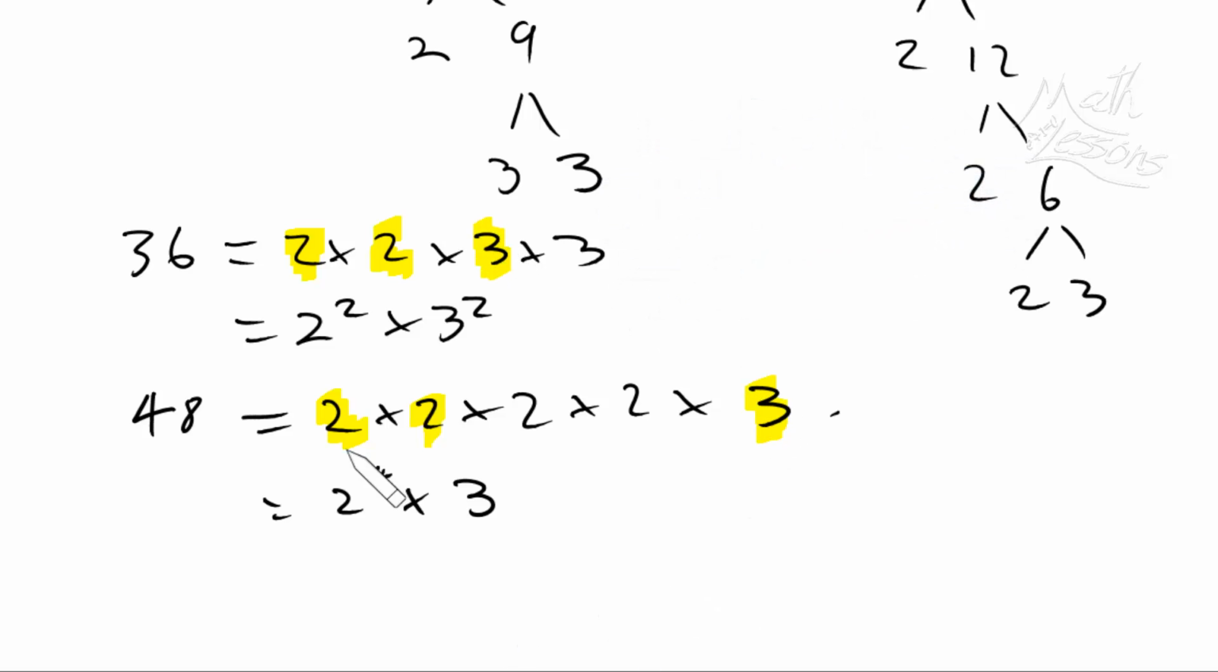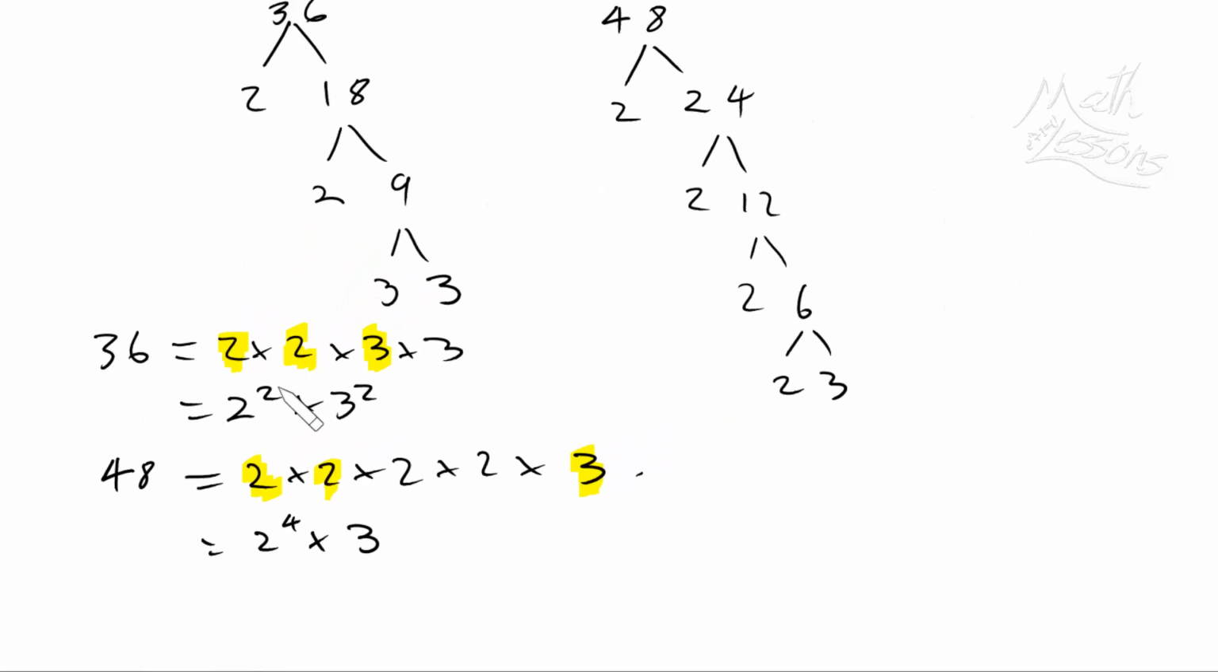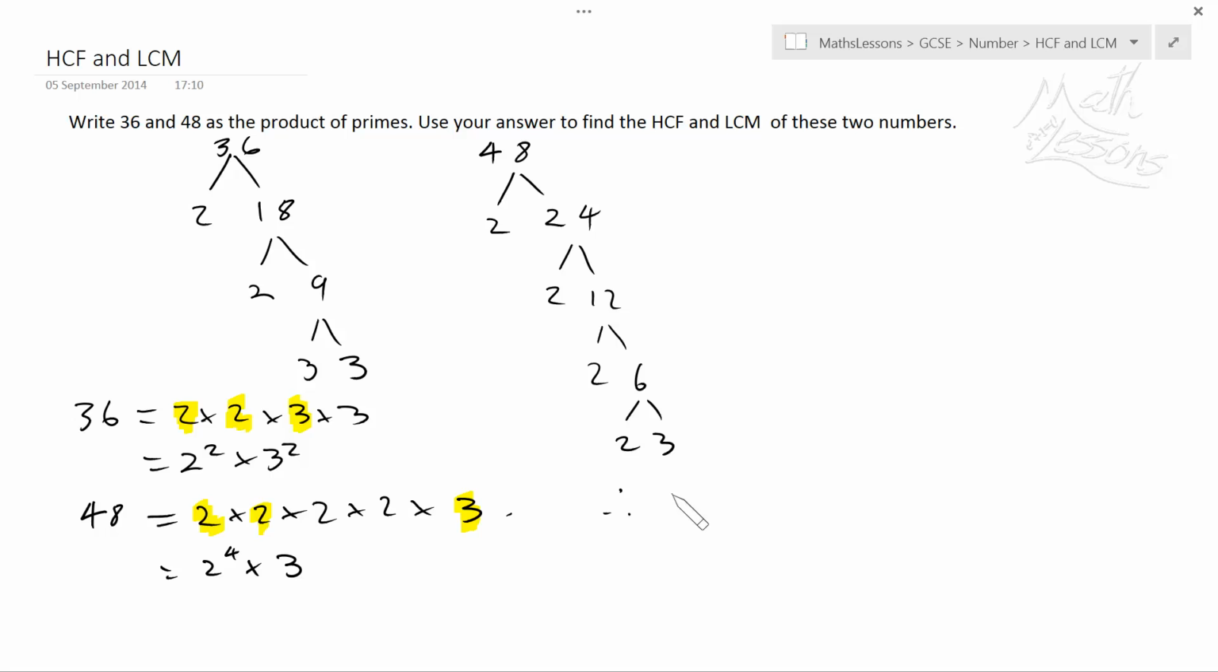So the highest common factor is going to be the product of the primes which are in both. So it's in 36 and it's in 48. Therefore, the highest common factor will equal 2 times 2 times 3, because they're in both. These are all factors of both, so it's going to be 4 times 3, which is 12.